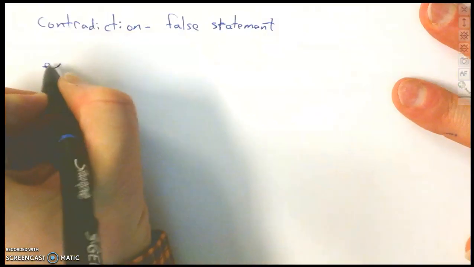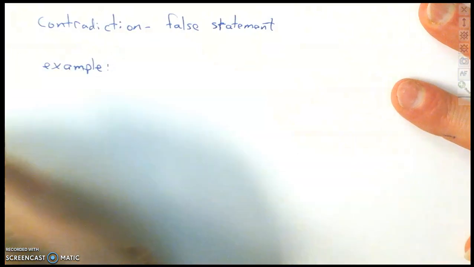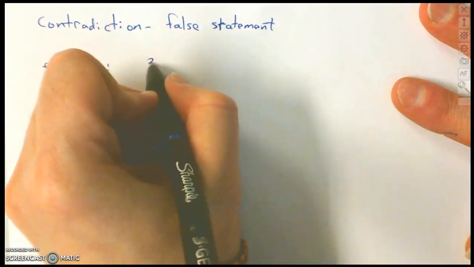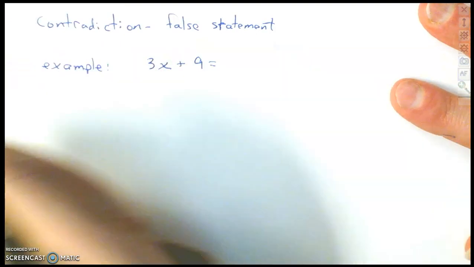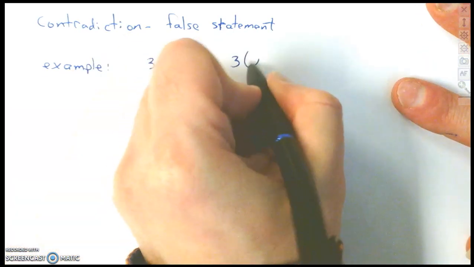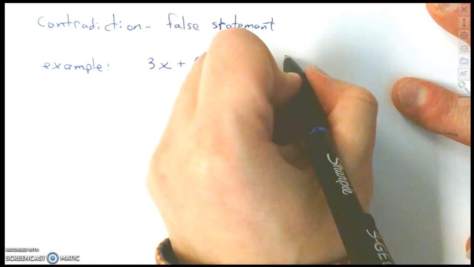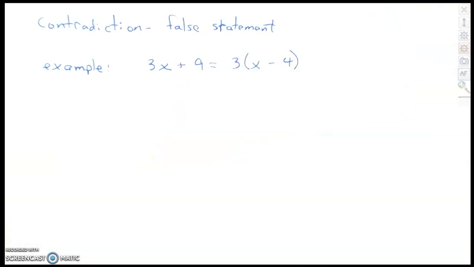So here's an example of a contradiction. How about 3x plus 9 equals 3 times x minus 4. And I'm trying to keep them very simple right now, just so you can see the 3 basic types. Here in a moment, I'm going to give you more difficult questions to work through. Some of them will have decimals, some of them have fractions. But right now we're keeping it simple so you see the 3 types.